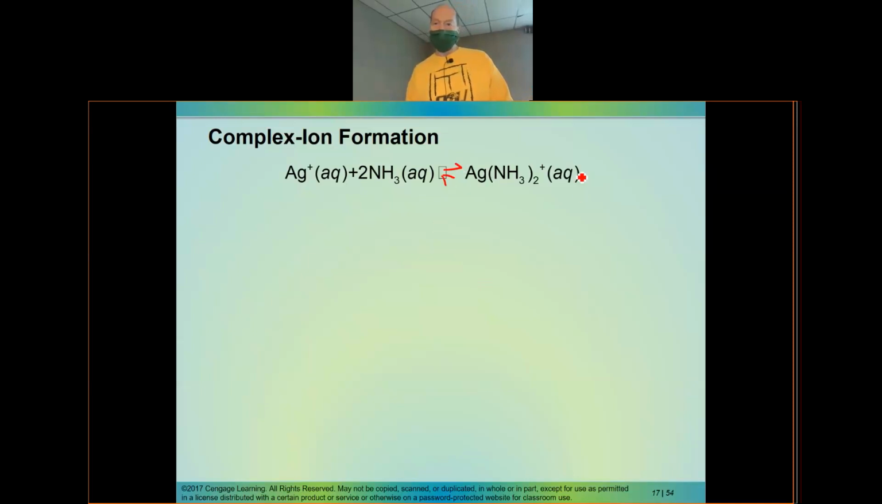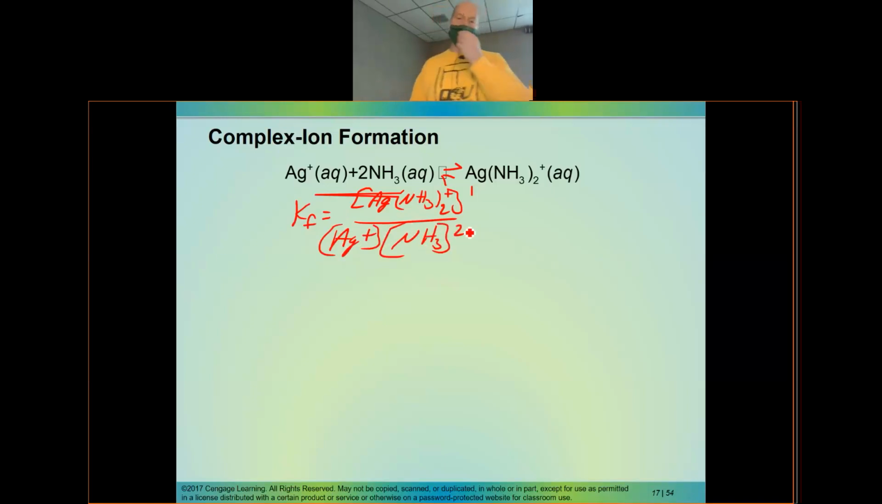So when we have our Kf, that is the concentration of your products. Again, that's aqueous. It's got a charge. All right, so it goes into the Kf. That's your Ag(NH3)2 plus divided by your Ag plus and your NH3. Now you have to be very careful because a lot of these have coefficients. So when you have the coefficient of 2 on your NH3, make sure you raise the concentration of your NH3 to that coefficient.